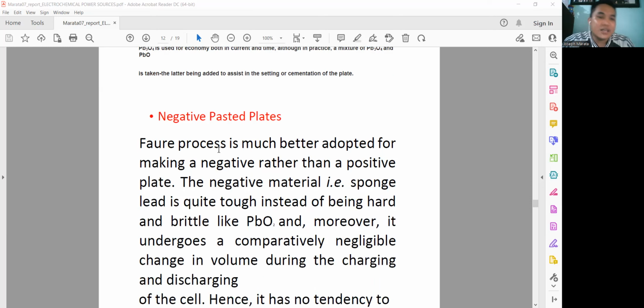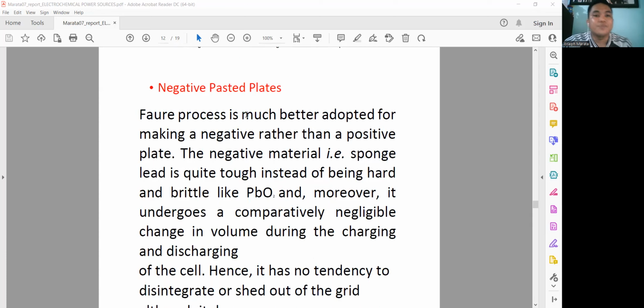The next subtopic is the negative pasted plates. The Faure process is much better adapted for making a negative rather than a positive plate. The negative material, sponge lead, is quite tough instead of being hard and brittle like the lead oxide, and moreover, it undergoes a comparatively negligible change in volume during the charging and discharging of the cell.